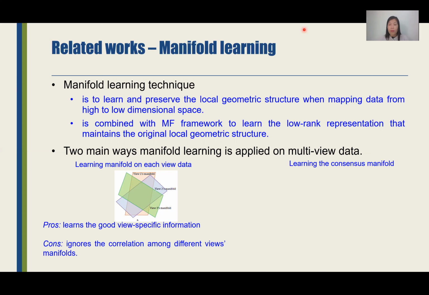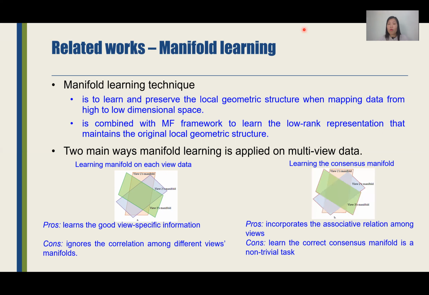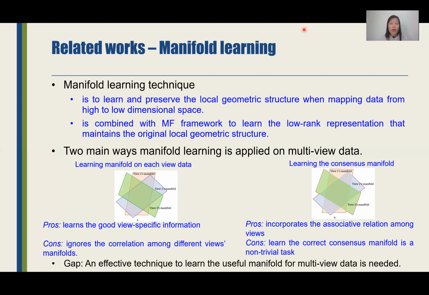In the second way, it learns the consensus manifold, which is the manifold that contains all manifolds of all views, and allows the consensus low-rank representation to respect the consensus manifold. This will help incorporate the associative relation among views and can help learn a more insightful low-rank representation. However, learning the correct consensus manifold is a non-trivial task. So an effective technique to learn the useful manifold from multi-view data is needed.